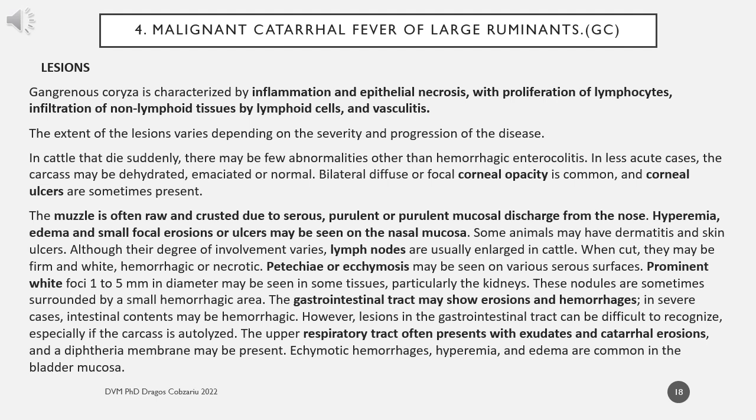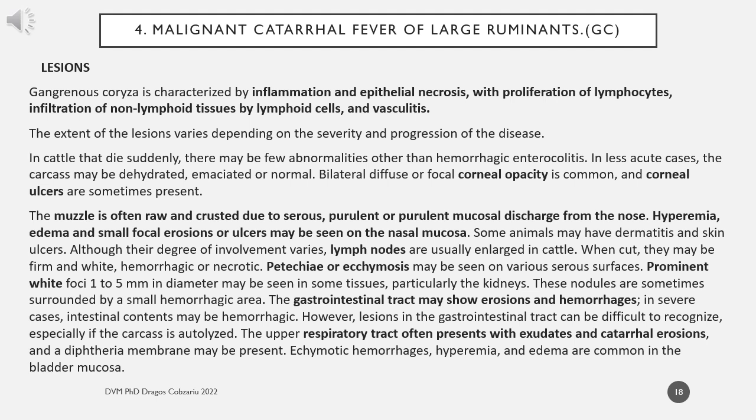Although their degree of involvement varies, lymph nodes are usually enlarged in cattle. When cut, they may be firm and white, hemorrhagic or necrotic. Petechiae or ecchymosis may be seen on various serous surfaces. Prominent white foci 1 to 5 mm in diameter may be seen in some tissues, particularly the kidneys. These nodules are sometimes surrounded by a small hemorrhagic area. The gastrointestinal tract may show erosions and hemorrhages. In severe cases, intestinal contents may be hemorrhagic.